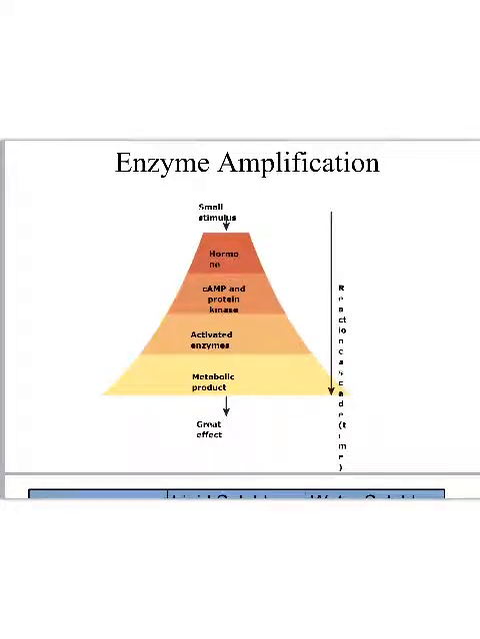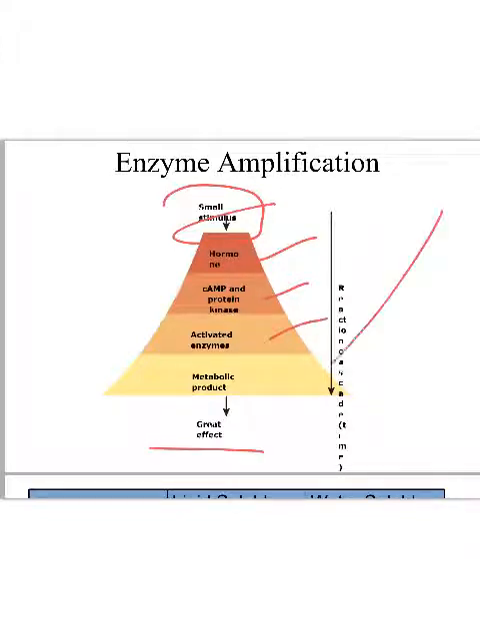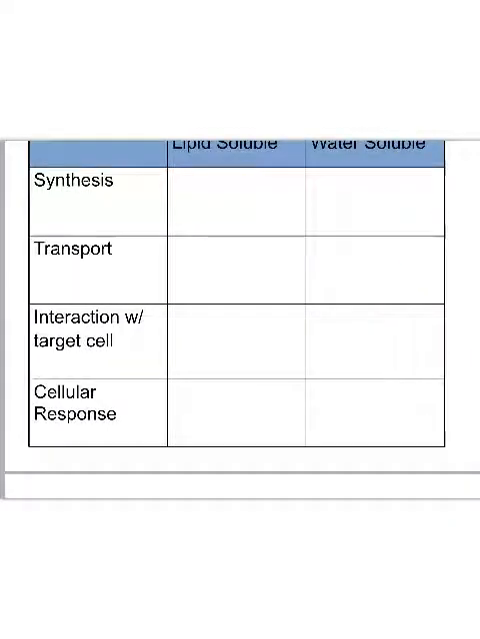Okay, so enzyme amplification. It's important to realize with things like these biochemical pathways that it just takes a small stimulus to cause the hormone to be released. And then it gets amplified as we get cyclic AMP and protein kinase, and then we get activated enzymes, and then we get a bigger, broader effect. So it's just that it's spreading. So it's like a pyramid.